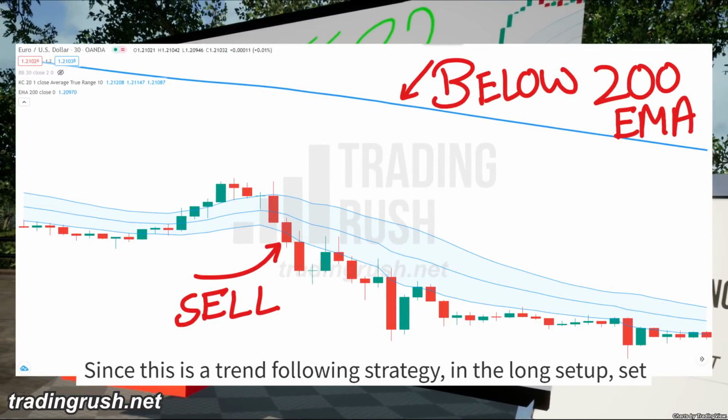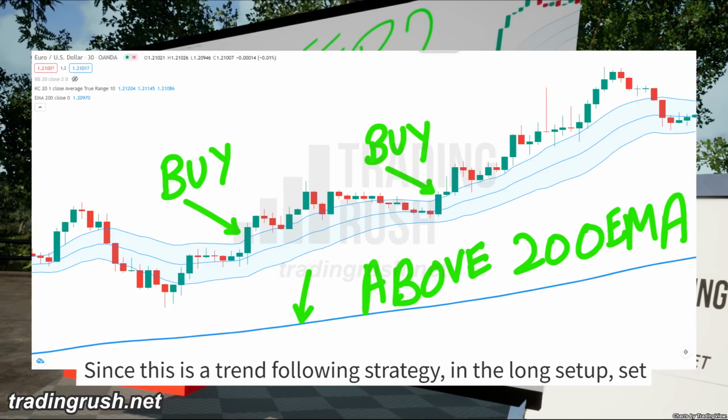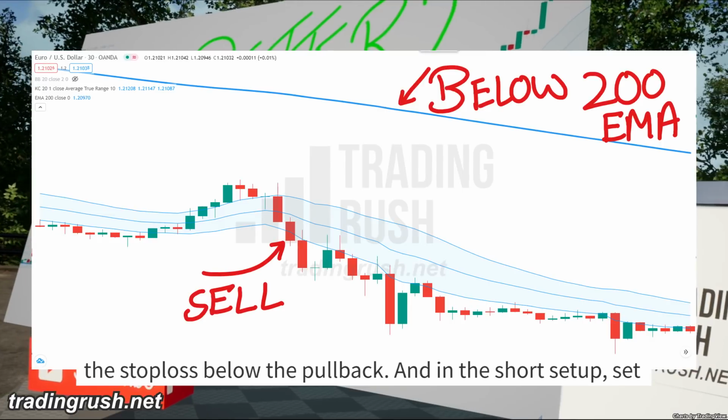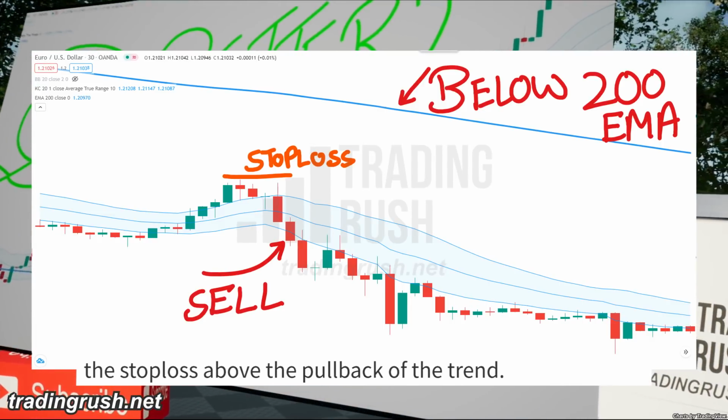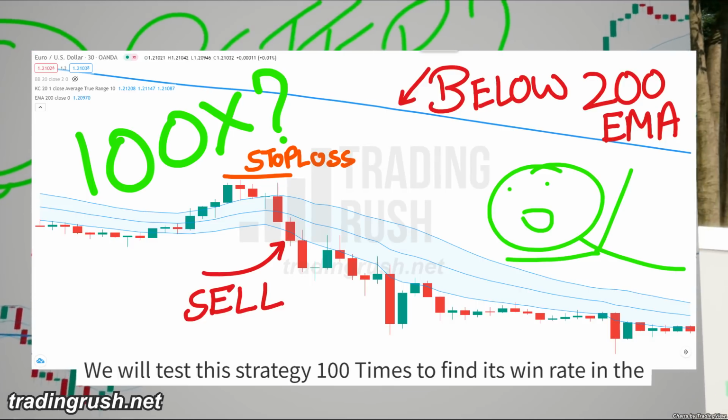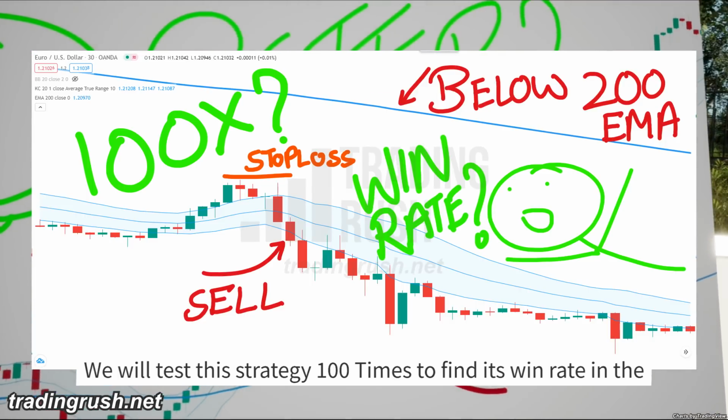Since this is a trend-following strategy, in the long setup, set the stop-loss below the pullback. And in the short setup, set the stop-loss above the pullback of the trend. We will test this strategy 100 times to find its win rate in the next video.